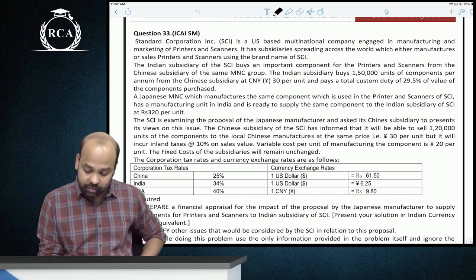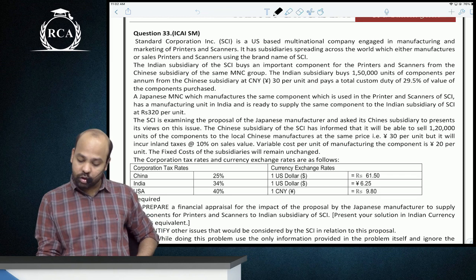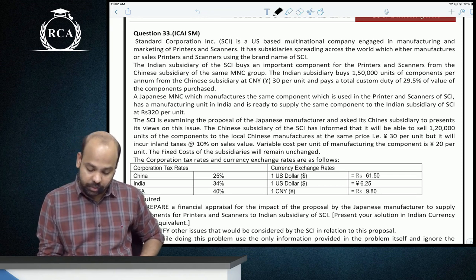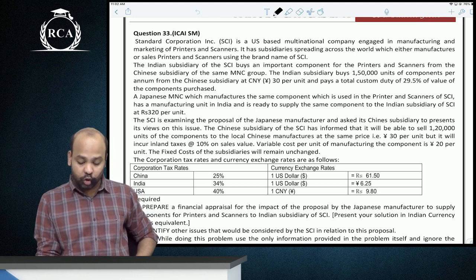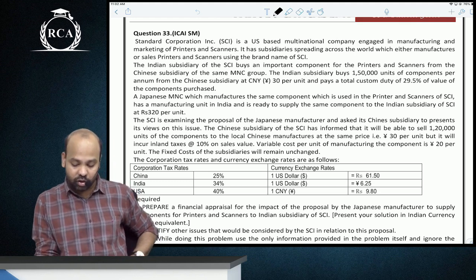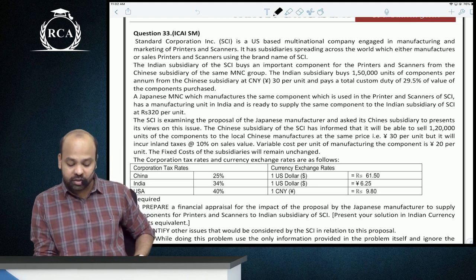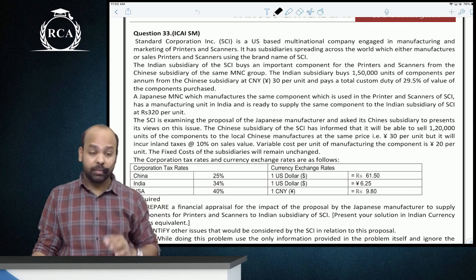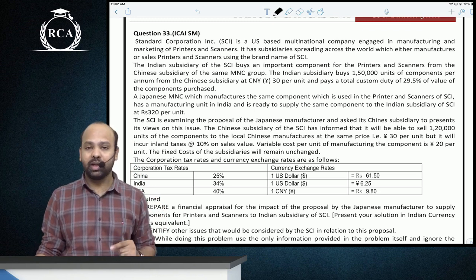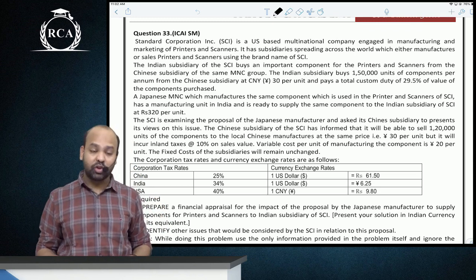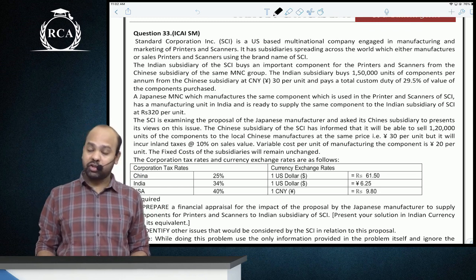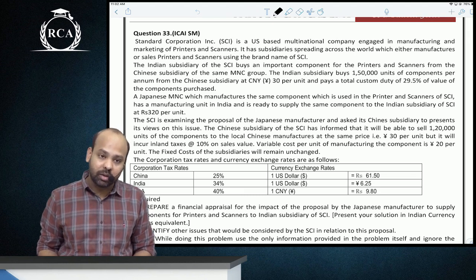The Indian subsidiary buys 1,50,000 units of component per annum from the Chinese subsidiary at 30 yuan per unit and pays a total custom duty of 29.5% of the value of the components purchased. So they've given us a procurement price, guys. Remember, we are buying from our own group company, but there is a customs duty of 29.5%. This is not going to your Chinese subsidiary as such; this will go to the government of India. So yes, this is a cost component.